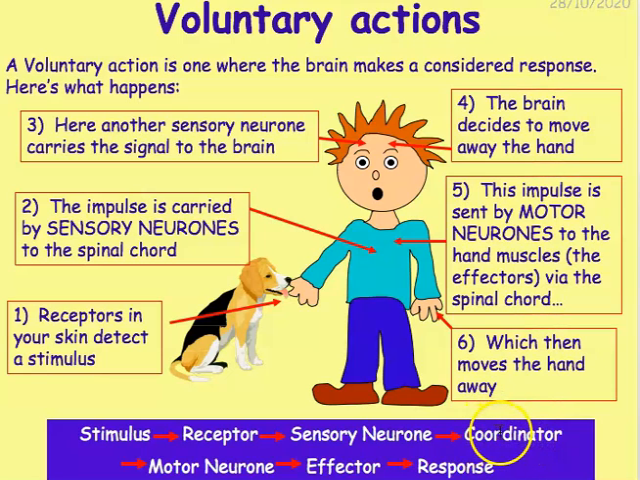Okay, now the brain decides that it is going to move Bob's hand away from the dog. So the message will then be sent back to the muscles in his arms, but this time look at the name of this neuron. It is called the motor neuron. Okay, the motor neuron sends a message to the effector, and that will allow him to respond, which means that Bob can move his hand away.